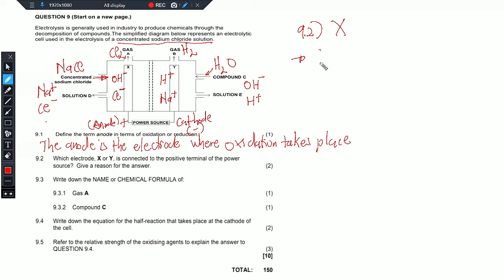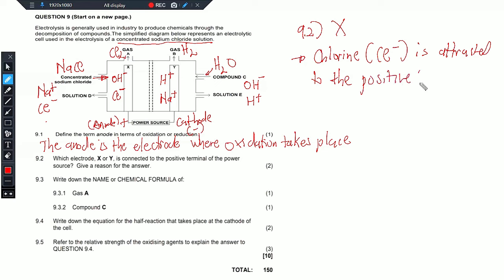And then your reason is because the chlorine ions, which is Cl minus, is attracted to the positive terminal. Because the chlorine is going there, it tells us that it has been attracted by a positive terminal there.